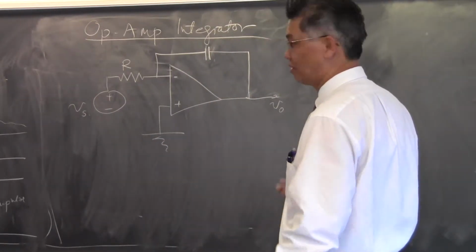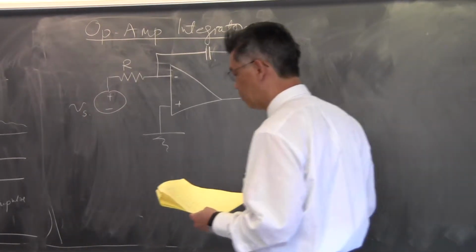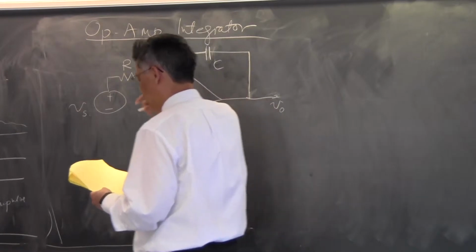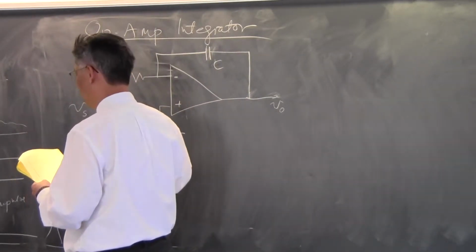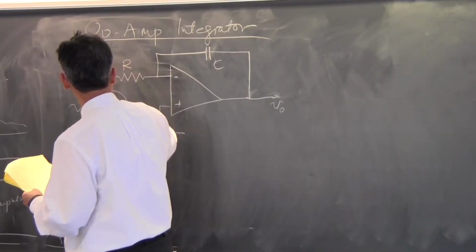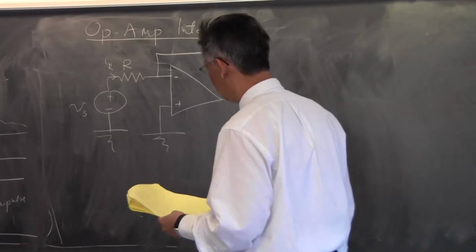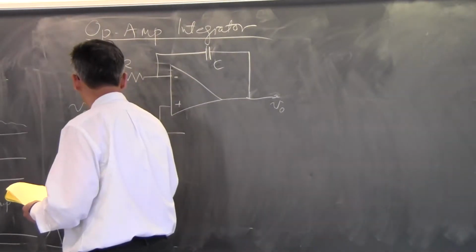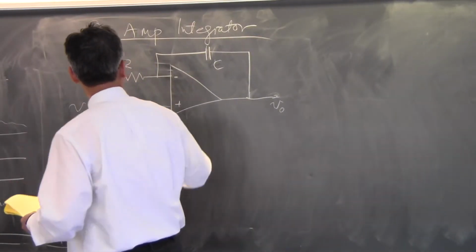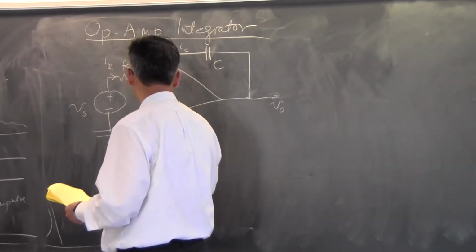Okay, let's analyze this circuit to make sure that it is in fact an integrator circuit. We have a capacitor C here, and then we have I of R. I of R is the current that flows through that resistor, and it must also be the current that flows through I sub C.